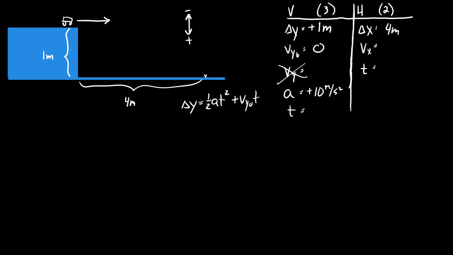I'm trying to figure out how long it's going to be in the air for. So this will be 1 equals 1/2 times 10 t squared plus 0 times t. This looks like t squared is equal to 0.2, or t is equal to the root of 0.2, which is 0.45 seconds. All right, so now that I have the time, I'm going to use it in two places.